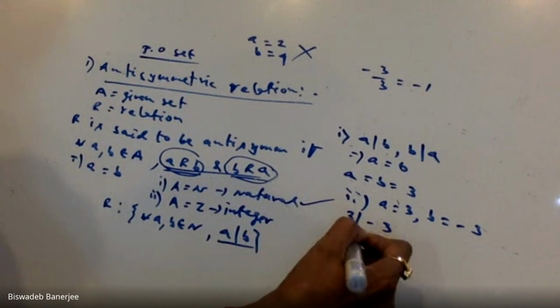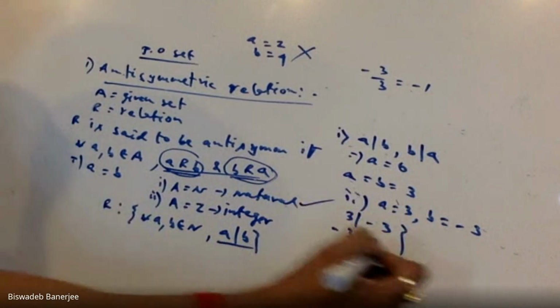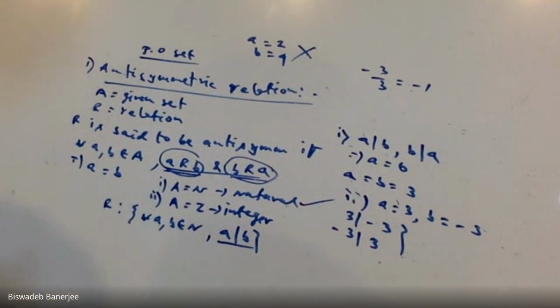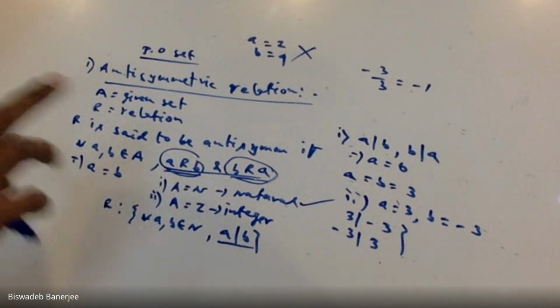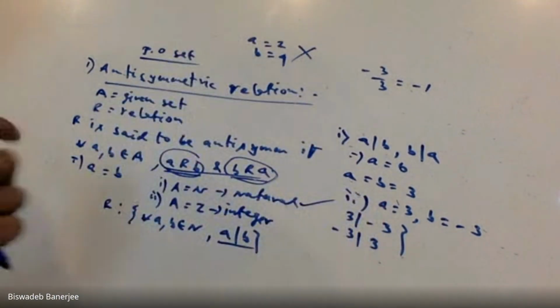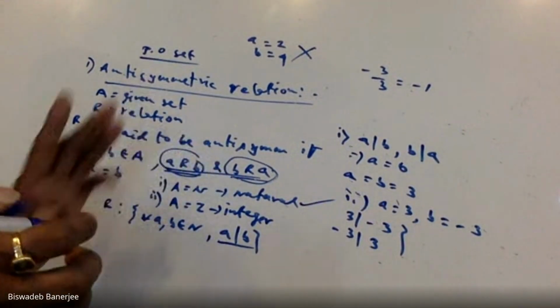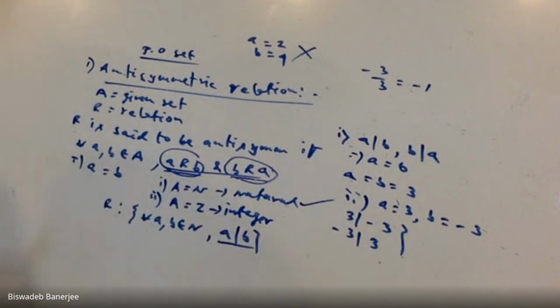Also, you can see that minus 3 also divides 3. 3 divides minus 3 and minus 3 also divides 3. So these two criteria are satisfied. That means we can take the elements 3 and minus 3, because both the criteria are satisfied: 3 divides minus 3 and minus 3 also divides 3. Right?